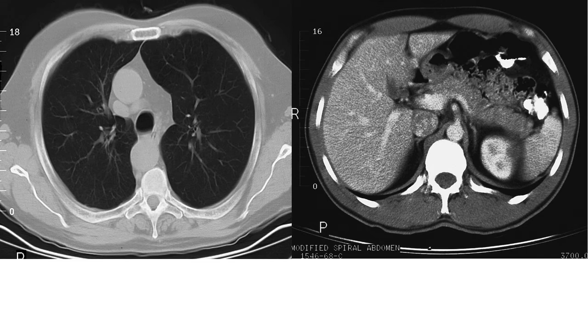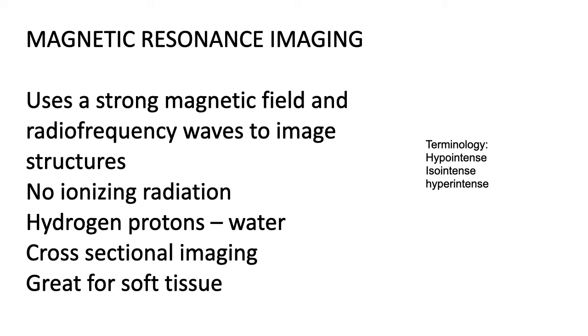Now let's talk about the MRI or magnetic resonance imaging. So in this case, we don't use radiation, as with ultrasound. If any perinatal patient has any problem, any cerebral hemorrhage, we need another study. We don't use CT scan. We use an MRI, because we use a strong magnetic field and radio frequency waves to image structures. So there is no ionizing radiation and there is no risk for the baby in this case.